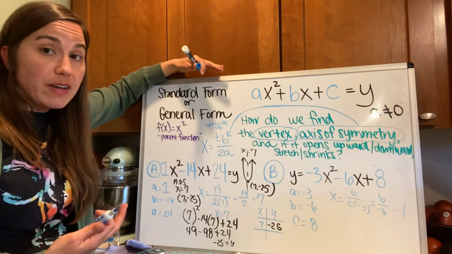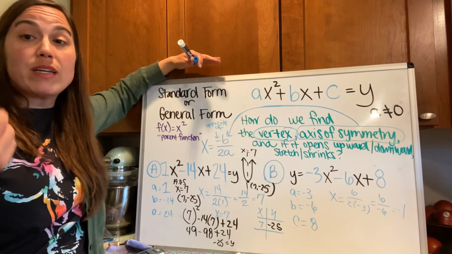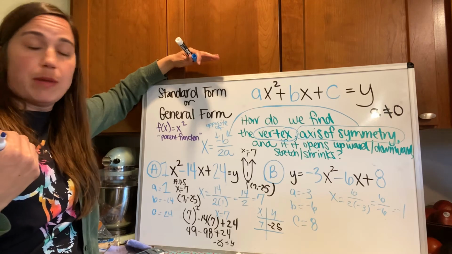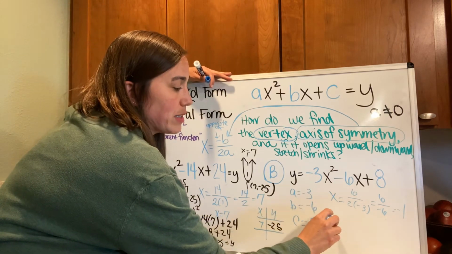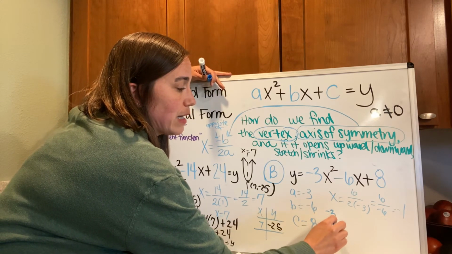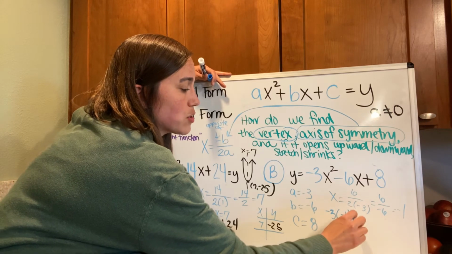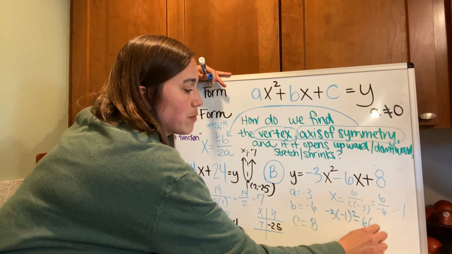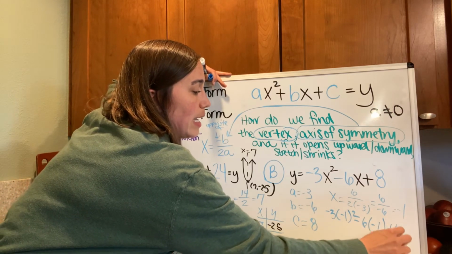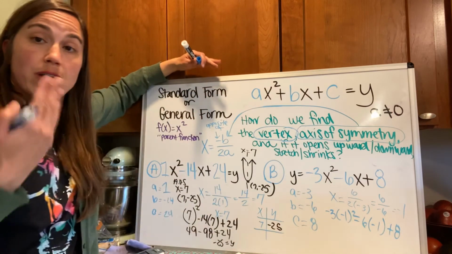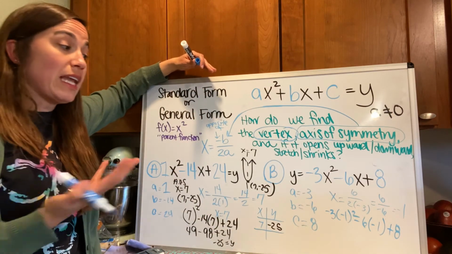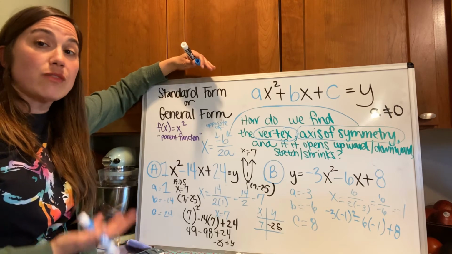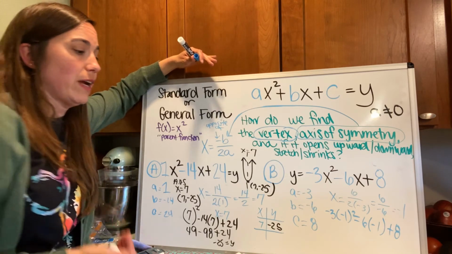Now I want to be able to find where my y value is. How high or how low did my parabola go? So I'm going to go ahead and substitute it in. I'm going to do negative 3 times negative 1 squared minus 6 times negative 1 and add 8. Remember, we know how to evaluate a rule with any x value. So we're going to use the x value for the axis of symmetry to be able to find it.